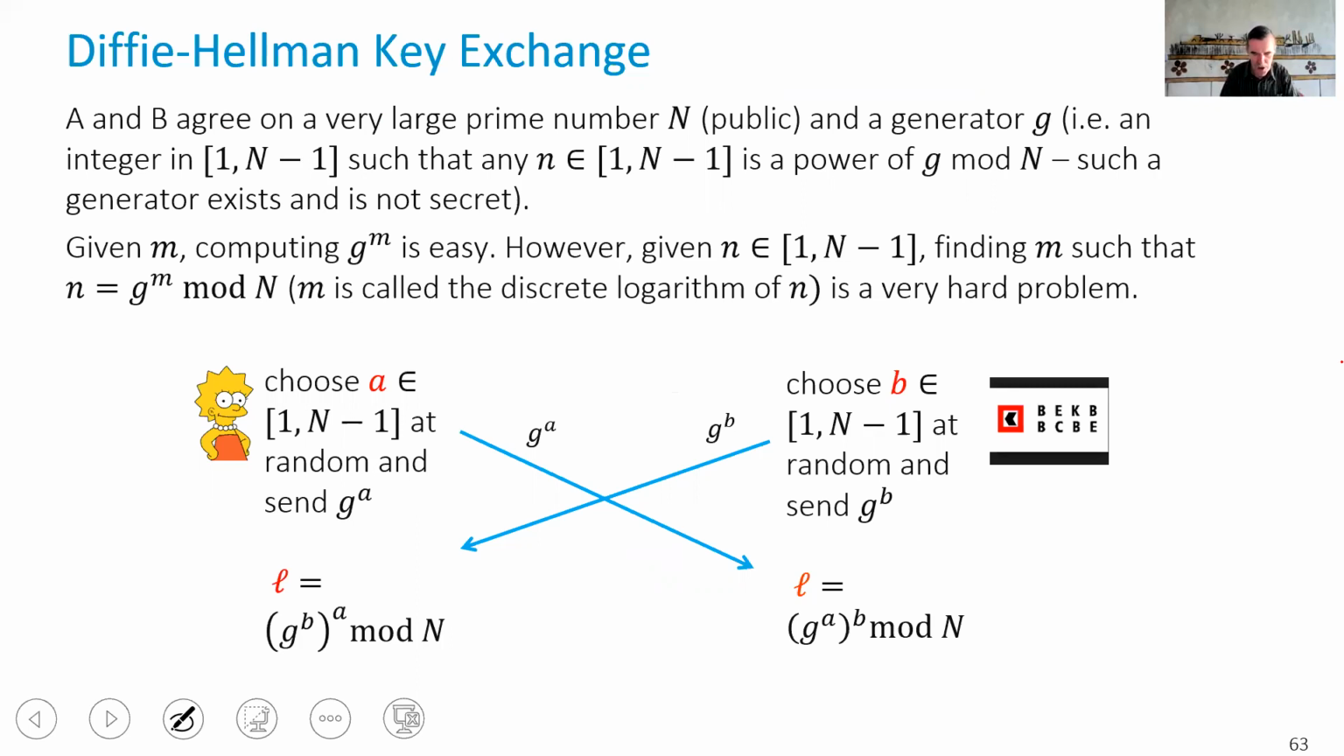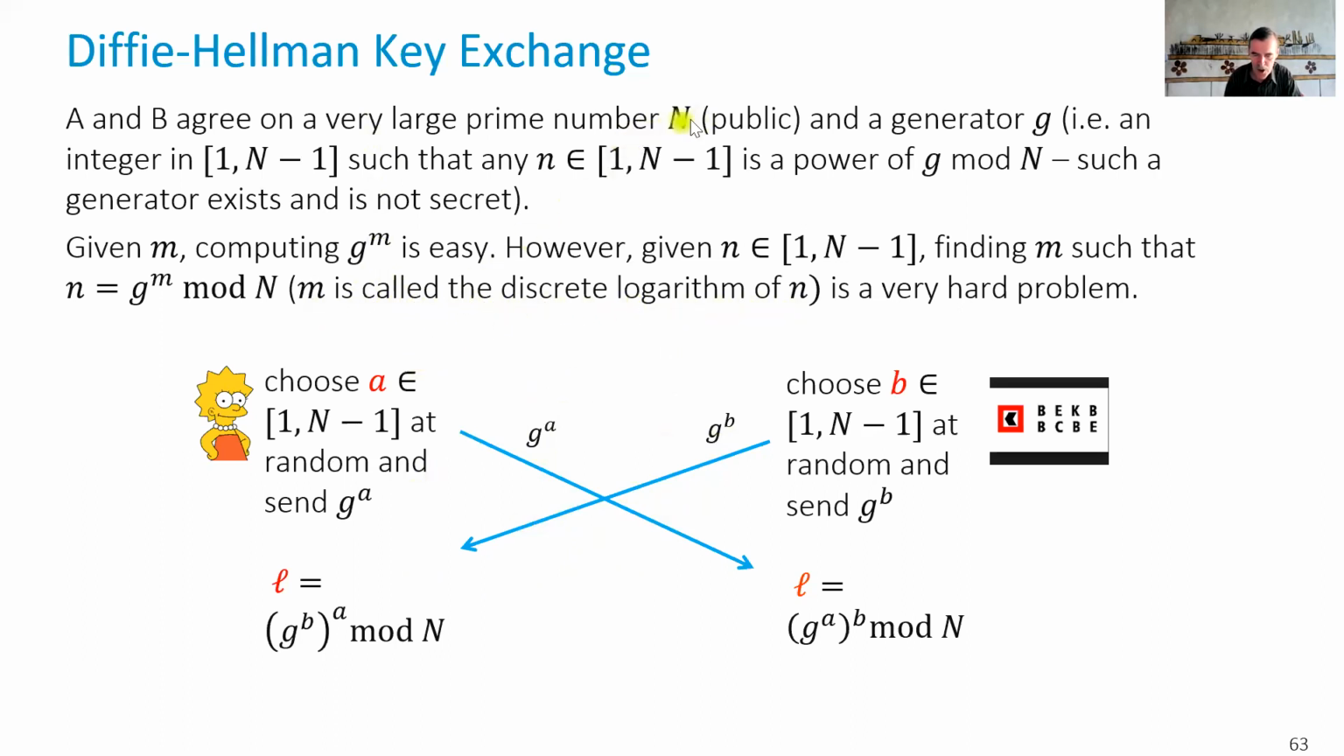So the problem is that we have Lisa and the bank who want to agree on a secret key L that will be used with AES, for example, and we want to make sure that this key is not revealed, even by somebody who has seen all the communication. How can we do that? Well, it's based in the classical setting on the difficulty of what is called a discrete logarithm.